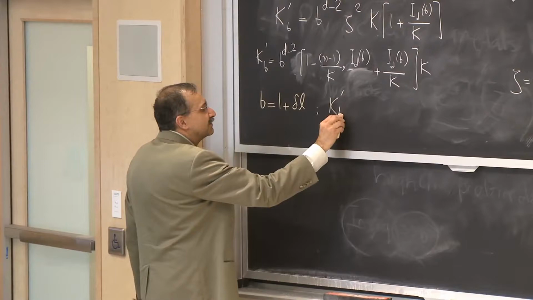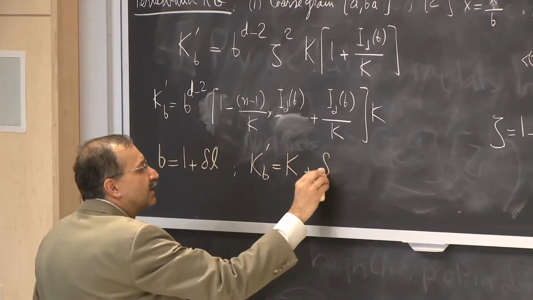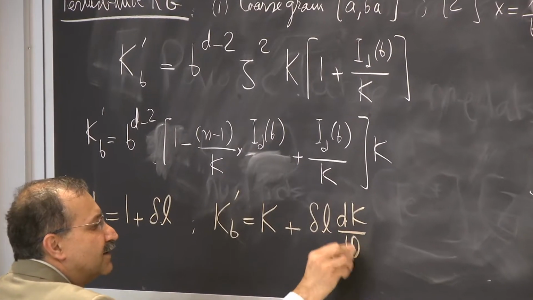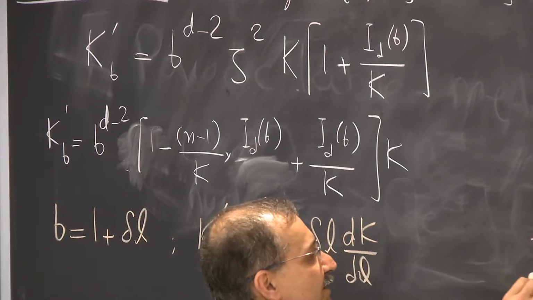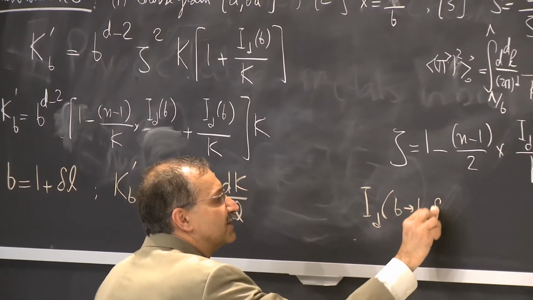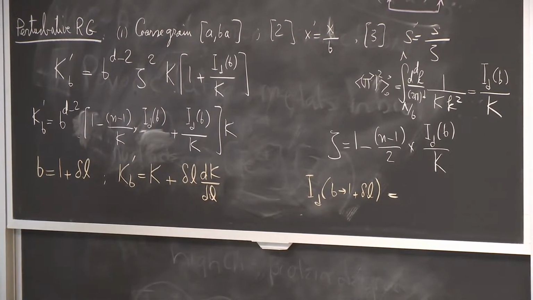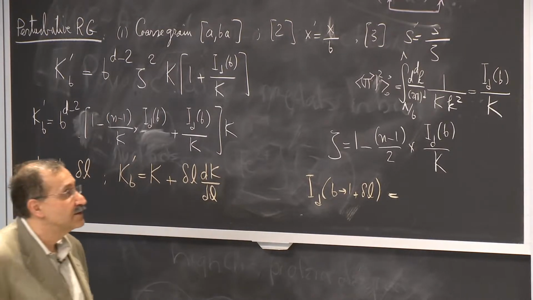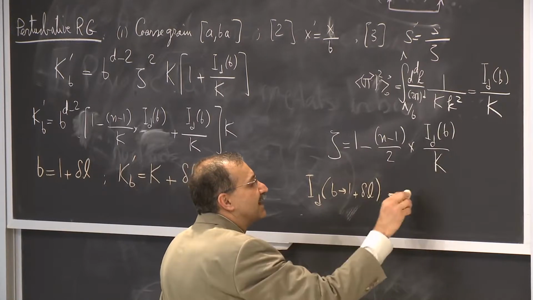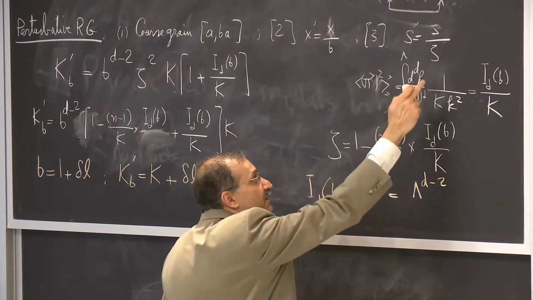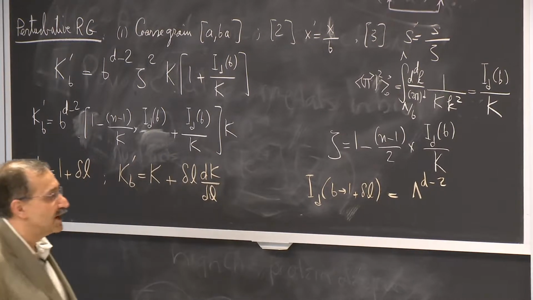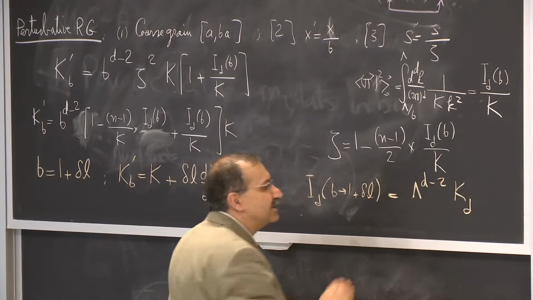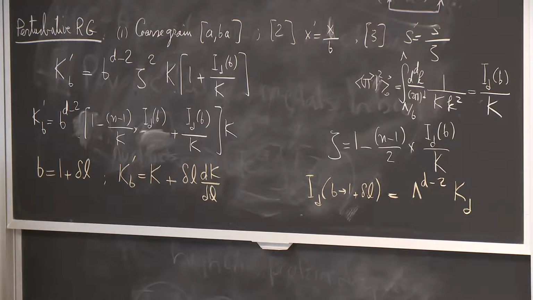And we will write K prime at scale b to be K plus delta l dK by dl. And we note that for calculating this I_D of b, when b goes to 1 plus delta l, all I need to do is to evaluate this integrand essentially on the shell. So what I will get is lambda to the power of d minus 2, the surface area of a unit sphere divided by (2 pi) to the d, which is the combination that we have been calling K sub d.